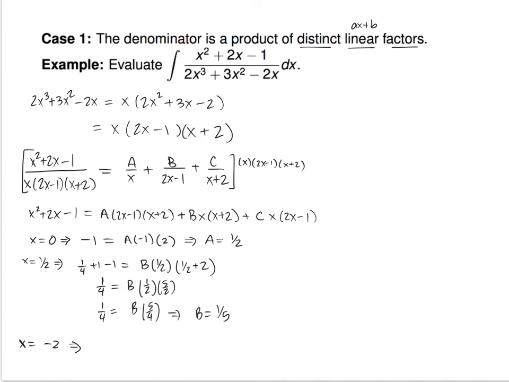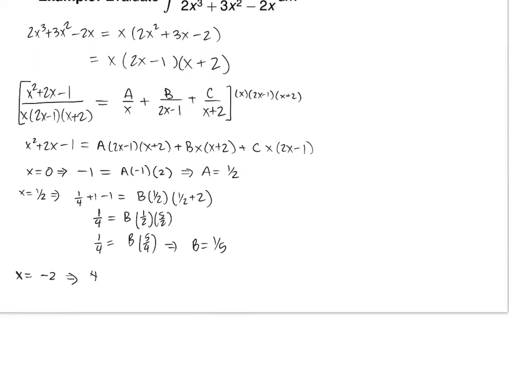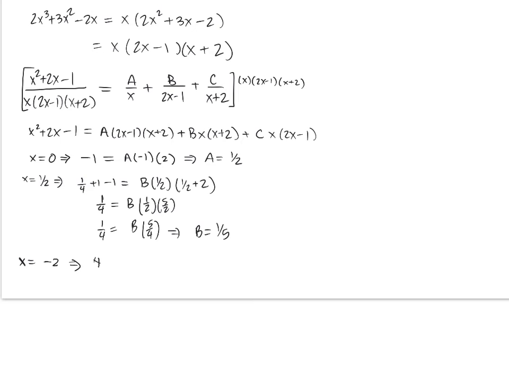Okay, so that's 4. I'll move this up so you can see it. 4 minus 1 on the left side equals c times -2 times what I believe is -5. Do you agree with that? Okay, so that's -1 equals 10c. Therefore, c is -1/10.